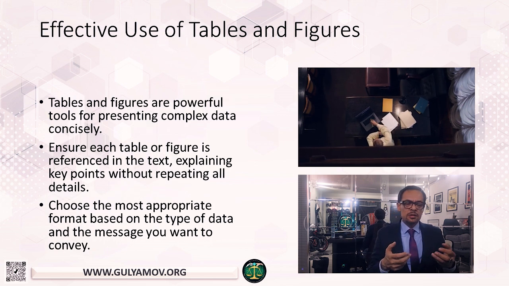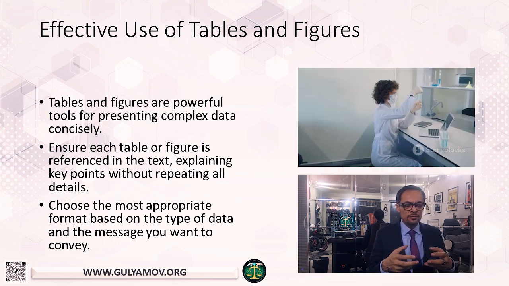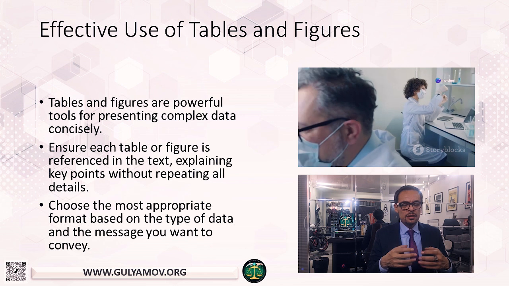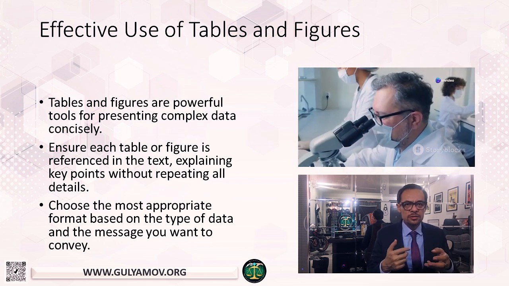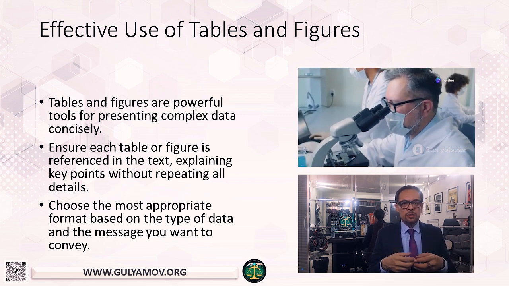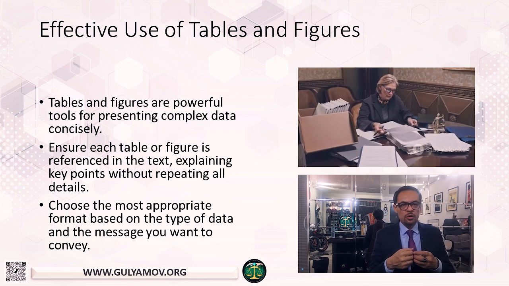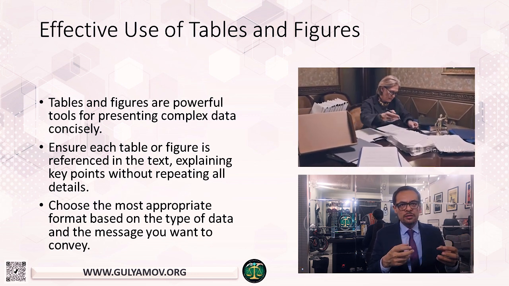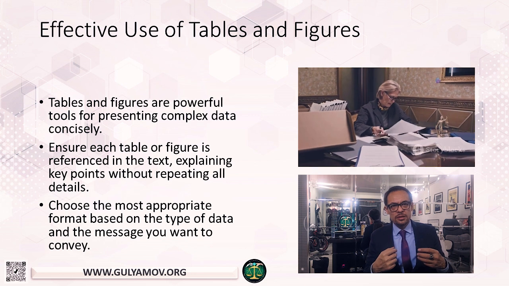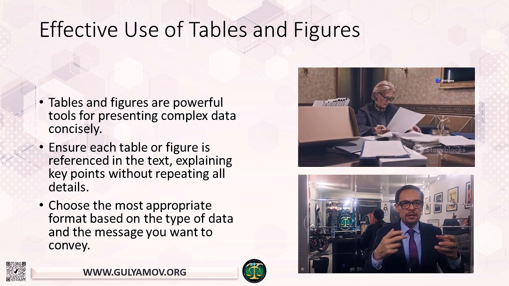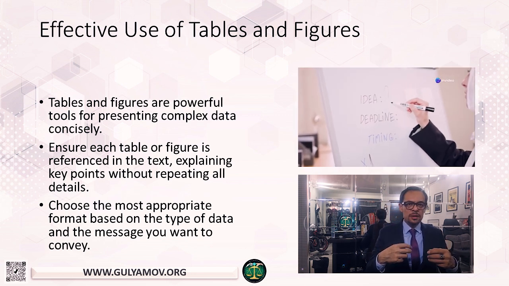Effective use of tables and figures. Tables and figures are powerful tools for presenting complex data concisely. Choose the most appropriate format based on the type of data and the message you want to convey. Tables are ideal for presenting precise numerical data, while graphs are better for showing trends or relationships. Ensure each table or figure is referenced in the text, explaining key points without repeating all details.